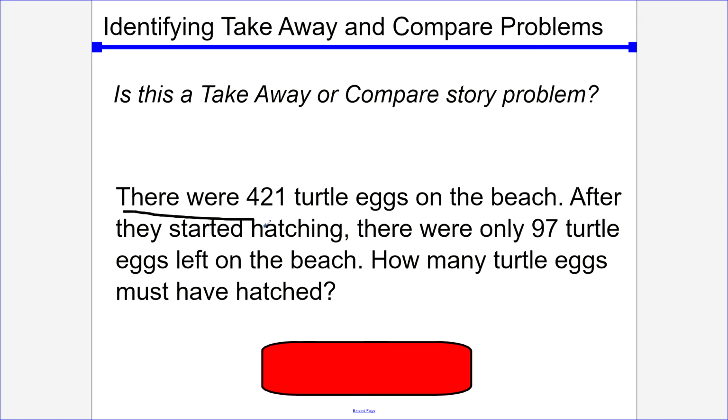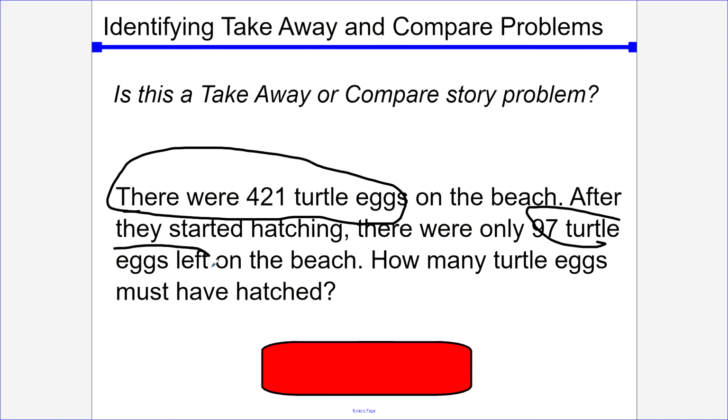Well, I can see that one piece of information is that there were 421 turtle eggs and that 97 turtle eggs were left after they started hatching. The question's asking me how many eggs must have hatched. I want you to think for a moment about what's happening in this problem and identify the key words on your own. What type of problem is this?